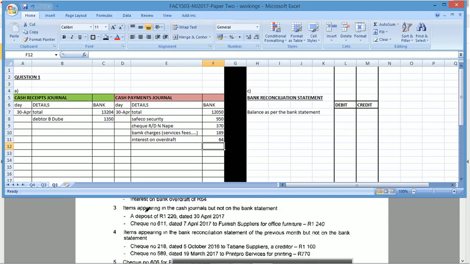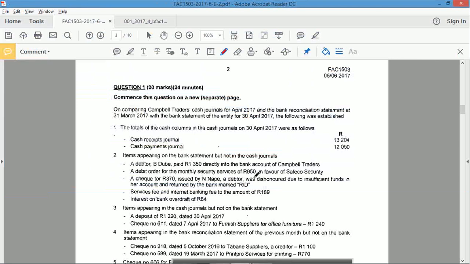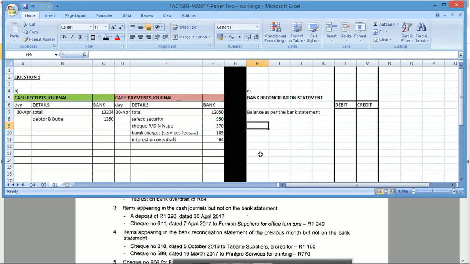Point number 3. Items appearing in the cash journals, not in the bank statement. See, these are reconciling items. Reconciling because the bank isn't showing it, you're showing it. So are your books correct? Yes. The bank needs to fix this. A deposit dated 30th of April 2017 would have been outstanding as a deposit. We didn't put the balance. Outstanding deposit. Yeah, we'll get the balance just now. We don't have the balance.